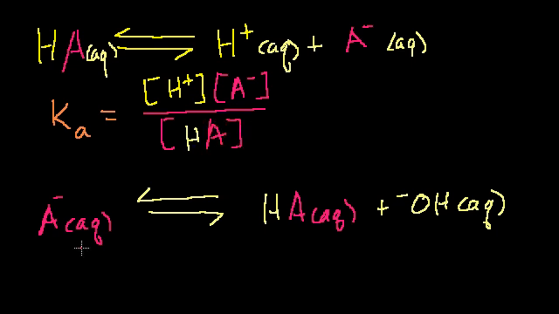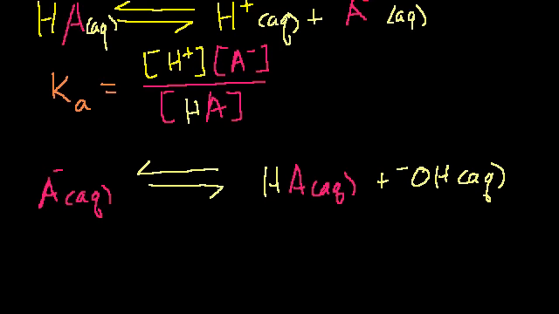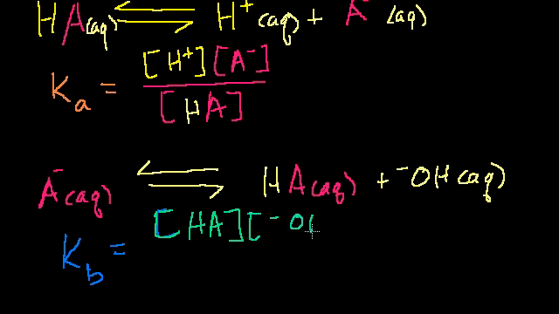Fair enough. I could also write an equilibrium constant for this basic reaction. Let me do it right down here. I'll call that K sub B, because this is a base equilibrium. And so this is equal to the concentration of the products. It's becoming tedious to keep switching colors, but I'll do it because it makes it easier to look at, at least for me. HA times the concentration of my hydroxide ions divided by my concentration of my weak base, A minus.